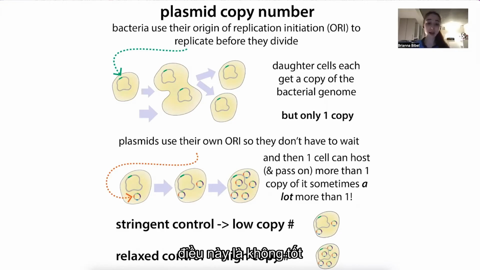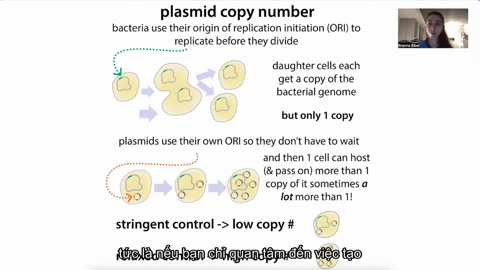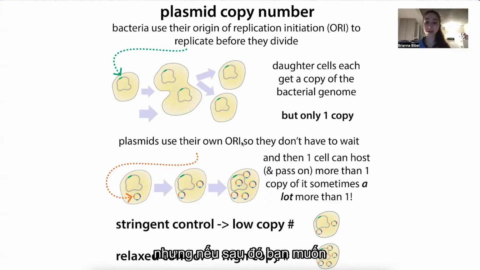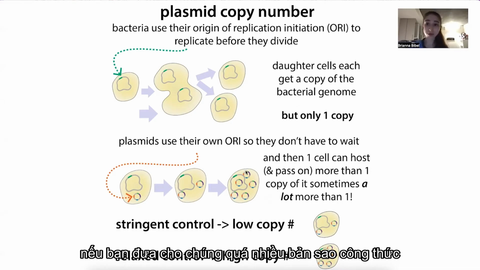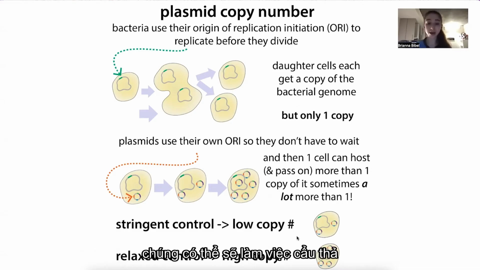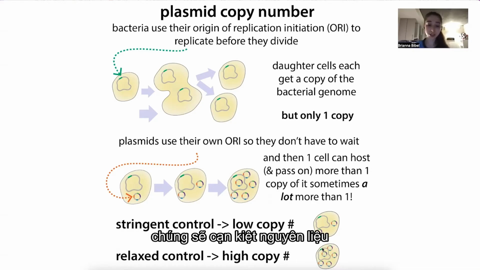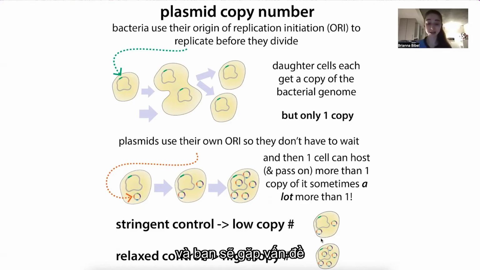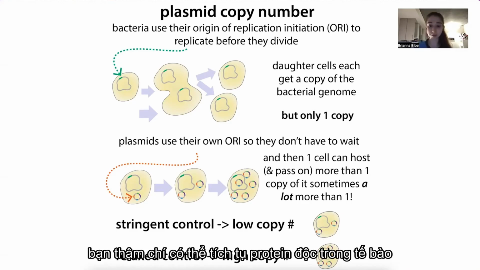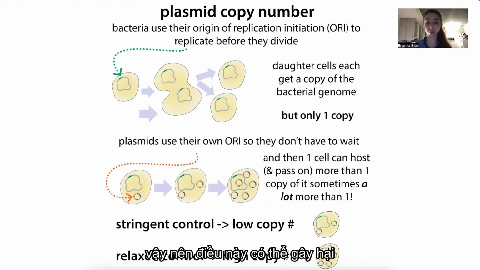And you might think that this is a bad thing, and it would be a bad thing if all you were caring about was cloning, so all you were caring about was making lots and lots of copies of this DNA. Then it would be important to have a high copy number. But if you subsequently want to get the cell to make protein from that, if you give them too many copies of the recipe, now they're going to maybe get sloppy, they're going to be rushing, they're going to run out of supplies and get depleted, and you'll have problems. You might even have a buildup of toxic proteins inside the cell. So this can be a bad thing.